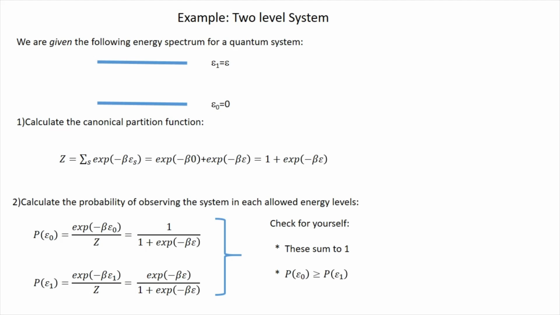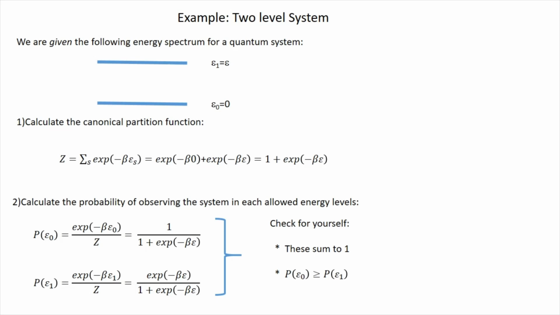So for this system, we can easily go right in and calculate the canonical partition function. It's a sum over all the states. There are only two states, so there'll be only two terms in the sum. The first term gives us e to the minus beta times 0. Second term, e to the minus beta epsilon. And so the expression for Z is just 1 plus e to the minus beta epsilon. This is pretty awesome.